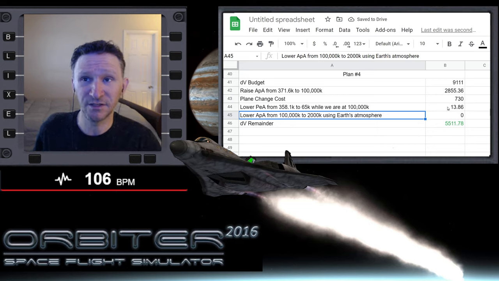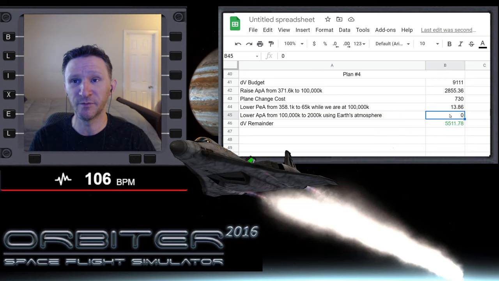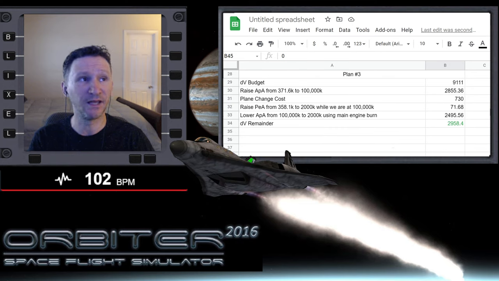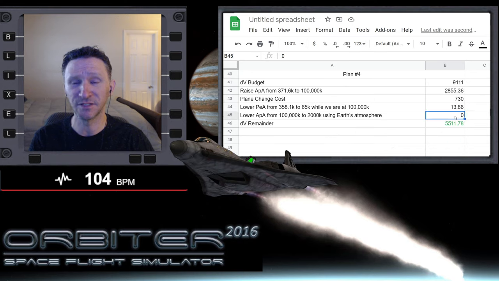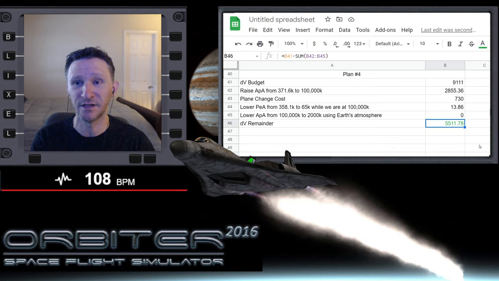It's exactly the same thing as plan three, but we've just eliminated the main engine burn. So when we look at plan number three, we have this 2,500 meter per second main engine burn, but by using Earth's atmosphere instead, we've eliminated that cost. But again, it won't be truly zero because we're going to have some fixing to do. But even so, that gives us a 5,500 meter per second surplus. So if we're trying to be extremely DV freak, then this is a pretty good option.